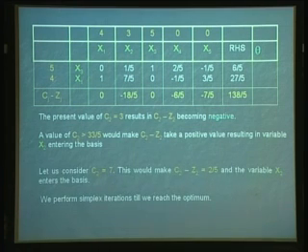A value of C2 greater than 33 by 5 would make C2 minus Z2 take a positive value.